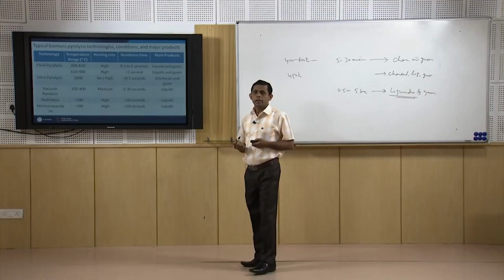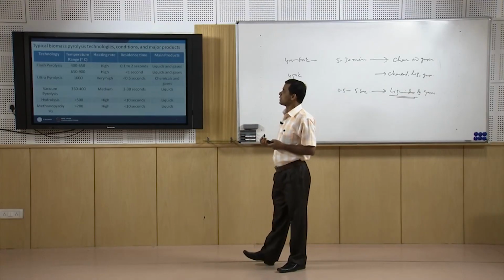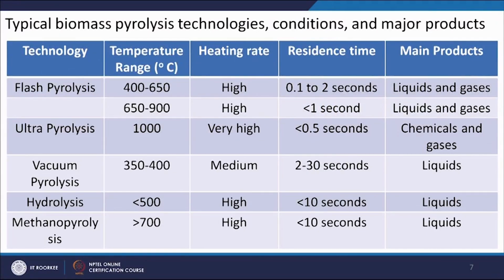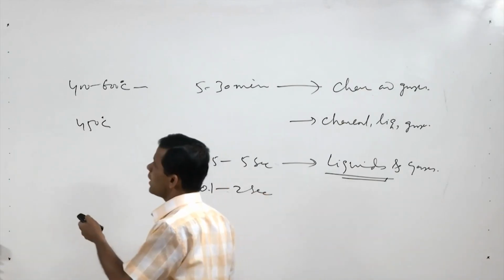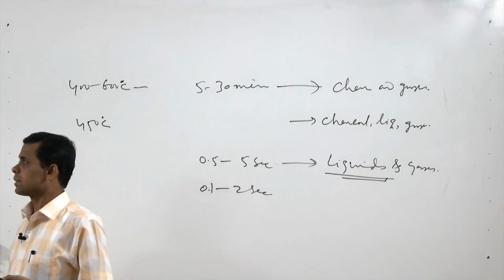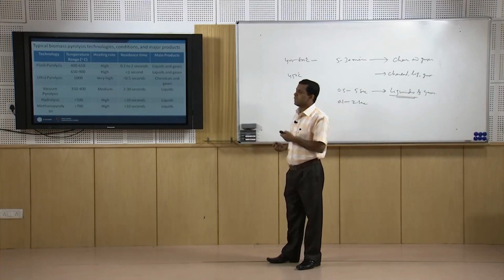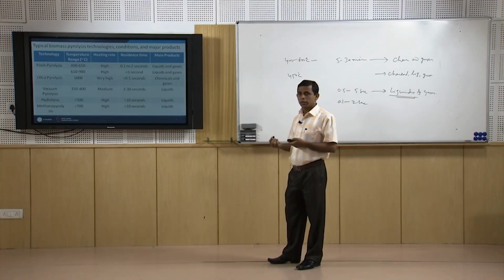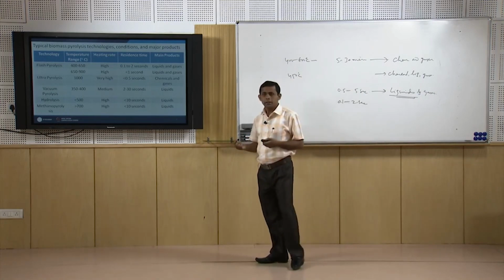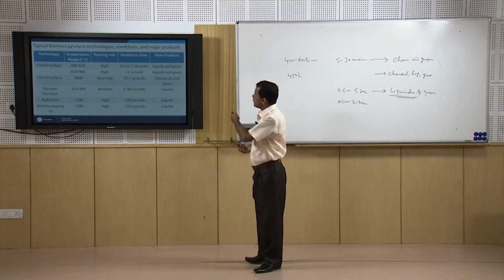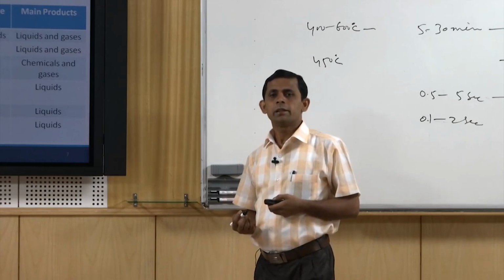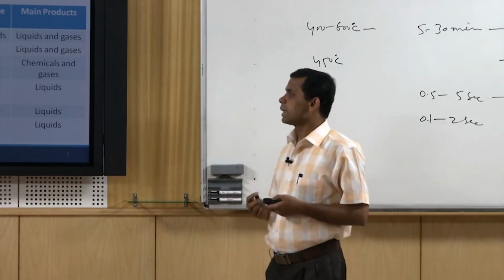A further development of this pyrolysis process is flash pyrolysis. In this case the temperature is 400 to 650 degree centigrade, with a high heating rate and 0.1 to 2 seconds residence time, and it gives liquid and gases. Similarly, ultra pyrolysis uses a very high temperature around 1000 degree centigrade, a very high heating rate and a very short residence time, less than 0.5 second, and it gives us chemicals and gases.